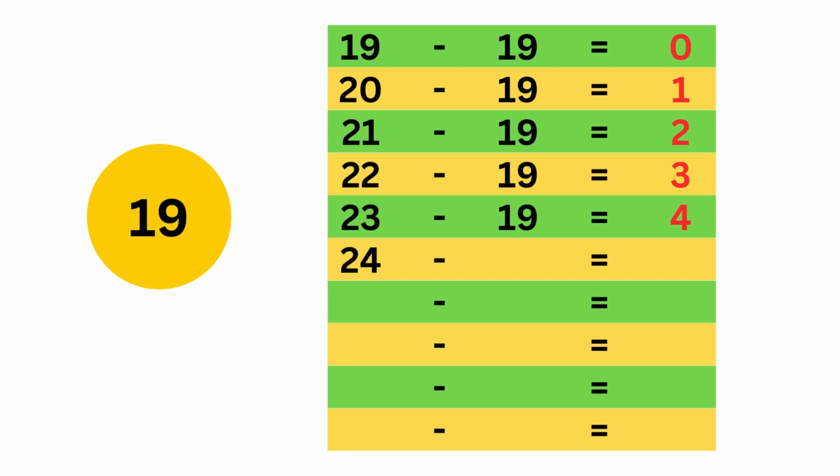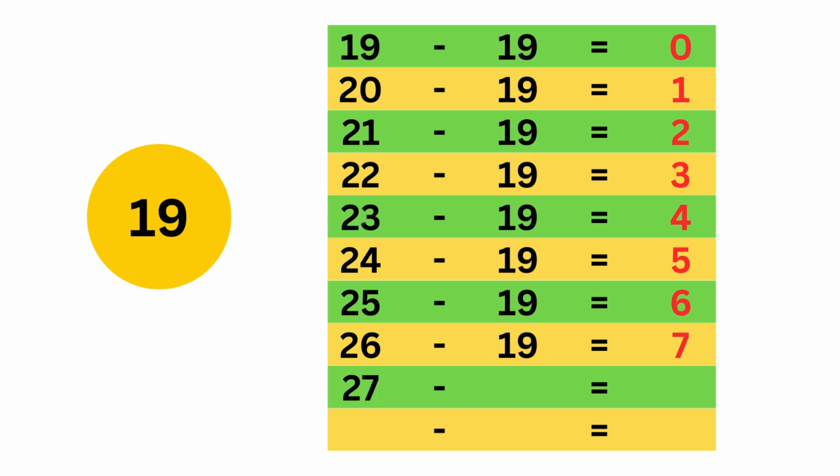24 minus 19 equal to 5. 25 minus 19 equal to 6. 26 minus 19 equal to 7. 27 minus 19 equal to 8. 28 minus 19 equal to 9.